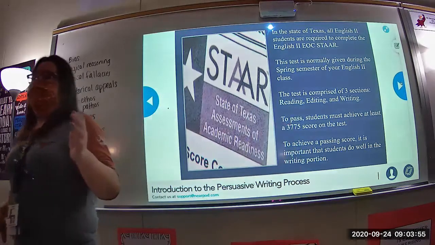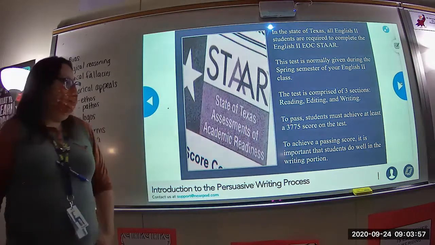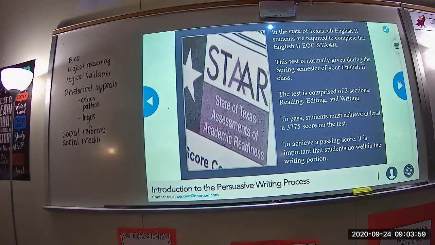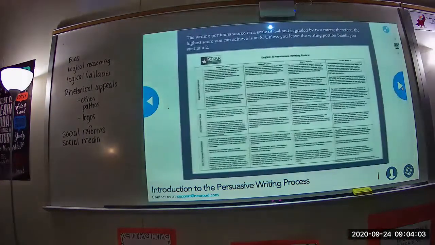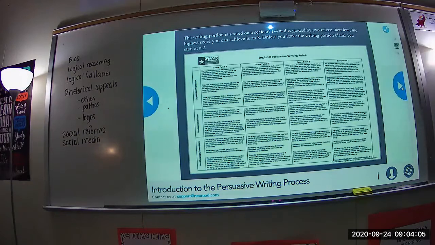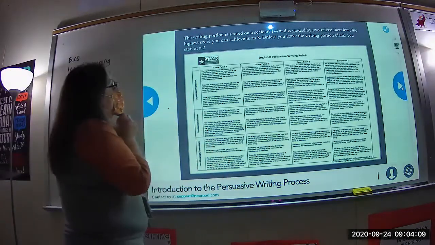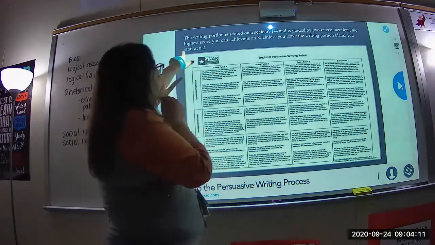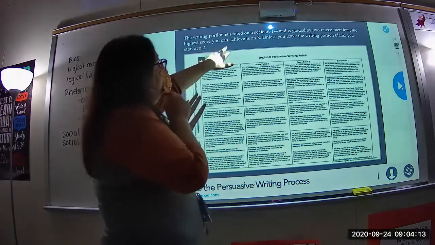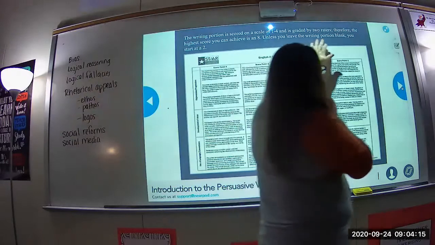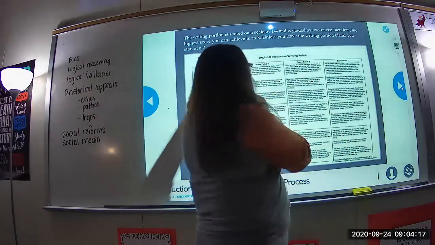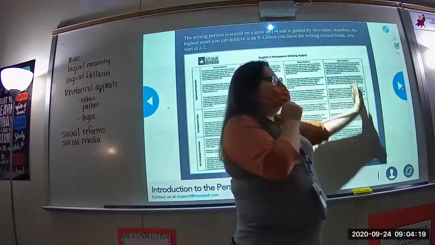Okay. So that's why I'm really stressing it. Any questions on that? No. Again, here's the writing rubric. The writing portion is scored on a scale of 1 to 4 and is rated by 2 graders. Therefore, the highest score you can achieve is an A. Unless you leave the writing portion blank, you will start at a 2 because you will always start here.